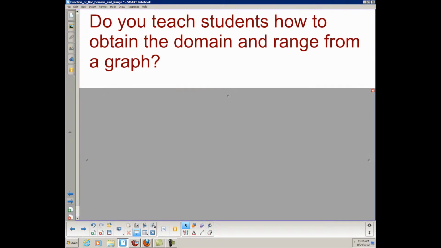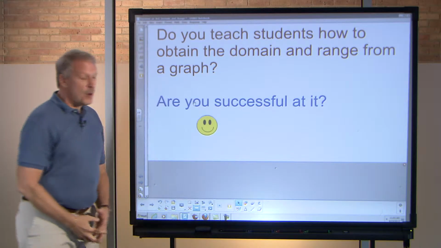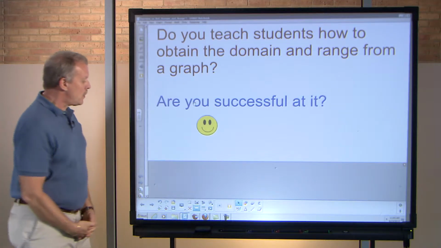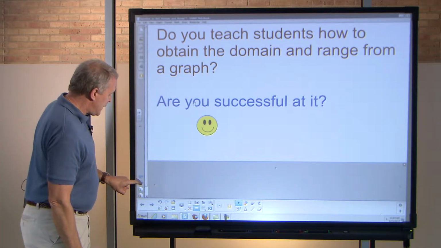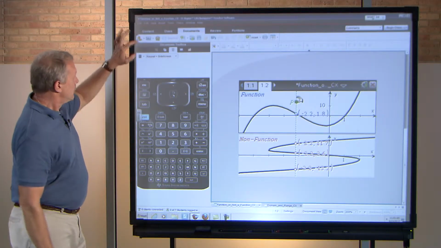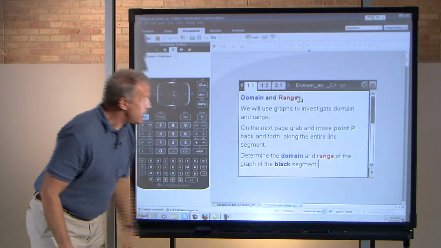The second activity I would like to look at is, do you teach students how to obtain the domain and range from a graph? And are you successful at it? Now I'm hoping you are, but I know that's a really tough thing to teach kids. And so the next activity will help us look at that. And this one is called domain and range.